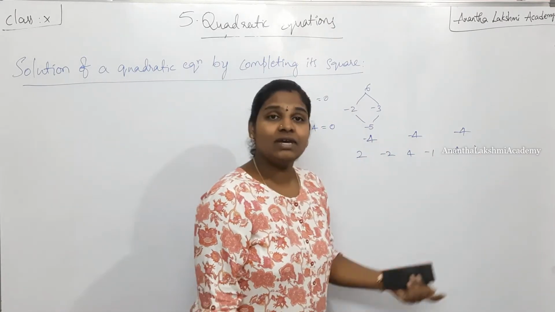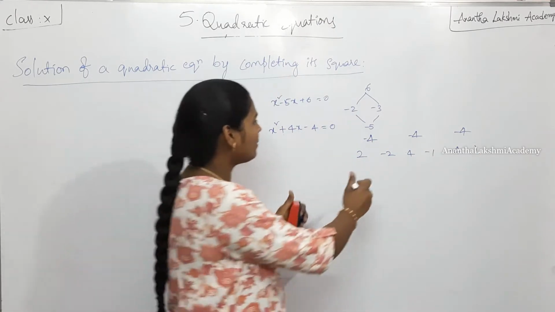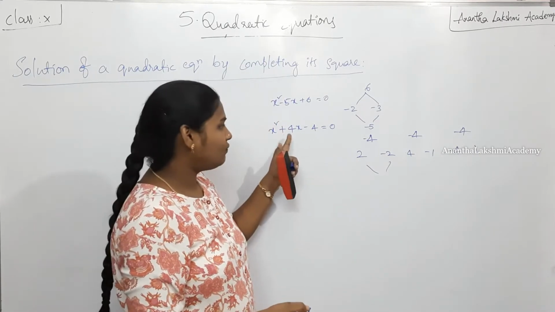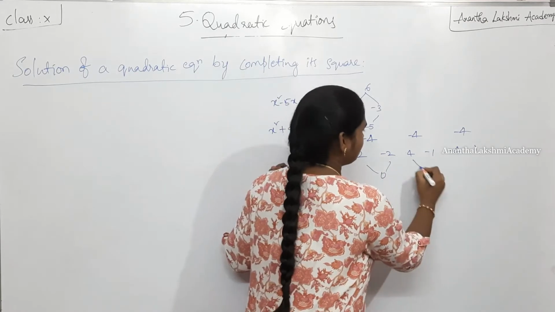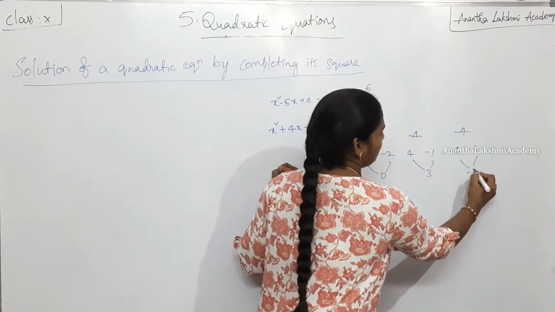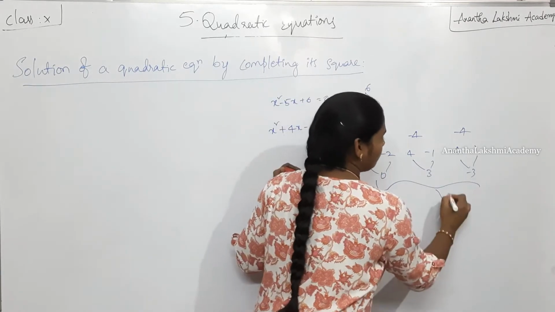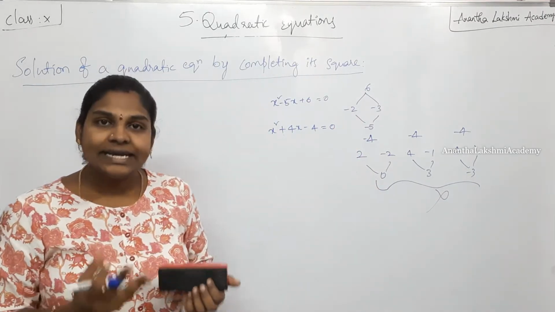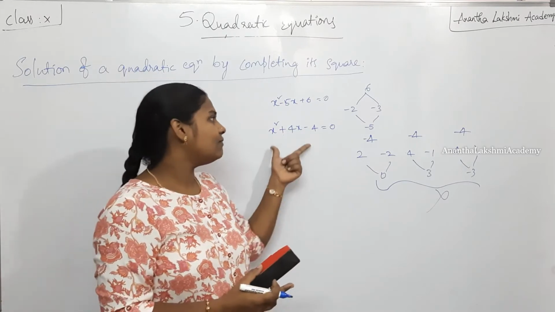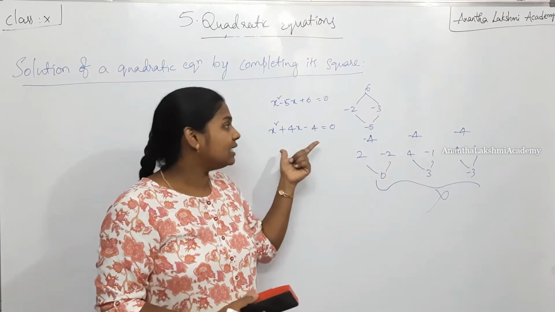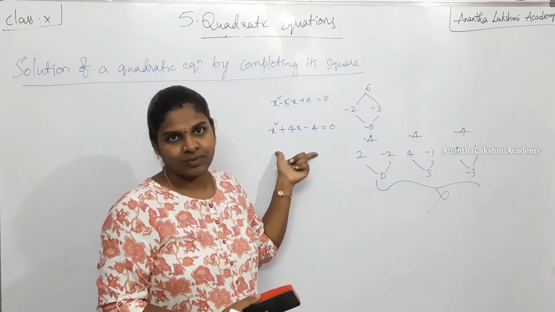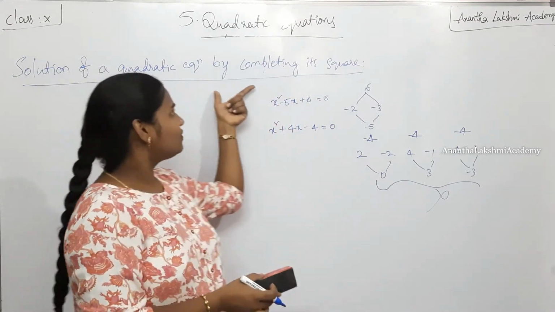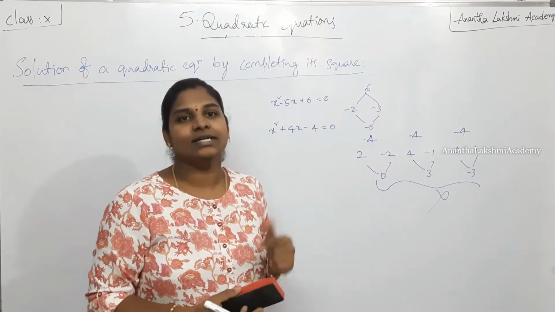In whatever way we try to factorize, it isn't coming to the solution that is needed here. We need the sum to be 4. This is going to be 0, this is going to be 3, and this is going to be minus 3. None of them is serving our purpose. So factorization is not yielding us any answer when we come across equations such as this. So how do we solve this? Here comes the concept of solution of a quadratic equation by completing its square.